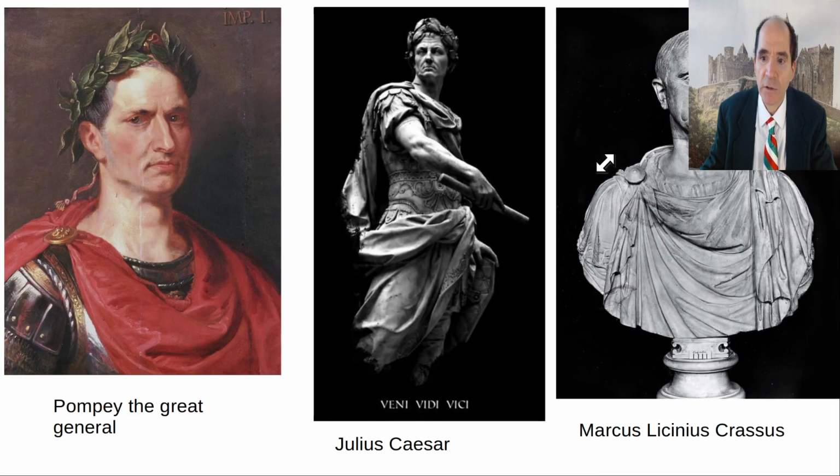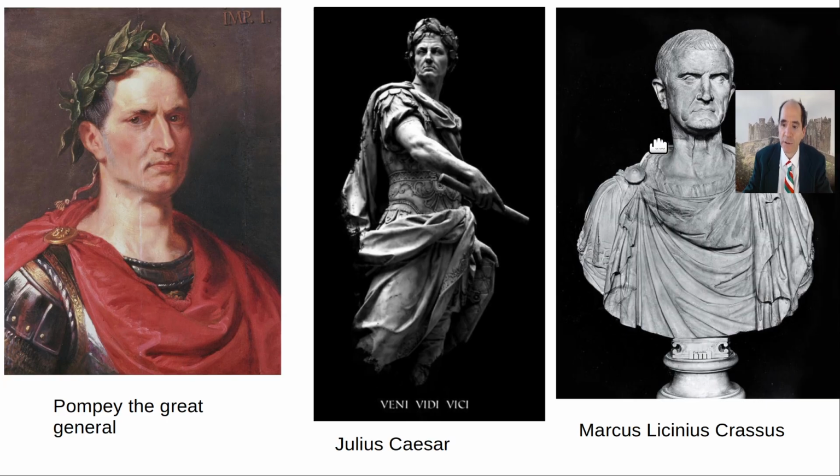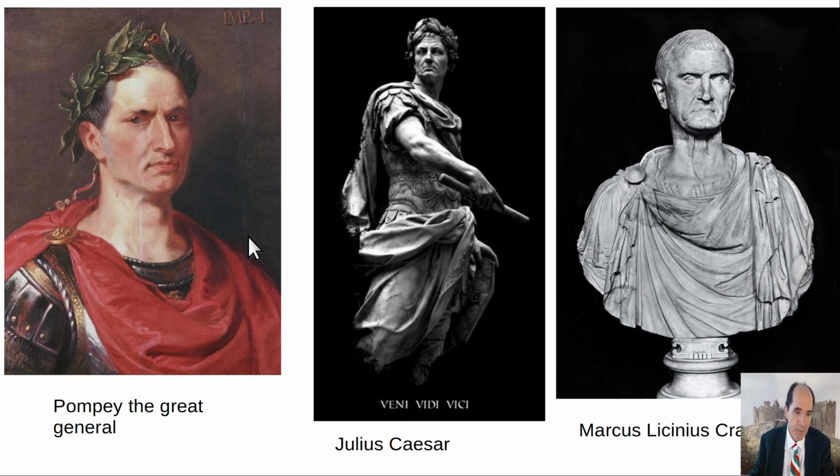So the first set of characters you had to know were these guys here. This was Pompey, the great general, and Julius Caesar, the greatest general ever of ancient Rome. He was the biggest badass you'll ever read about in real life. Marcus Crassus was the really rich guy who wanted to be a general, but he didn't have the mind and the personality for it, and so he got killed by the Parthians.